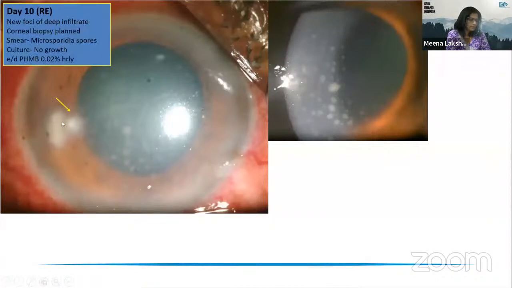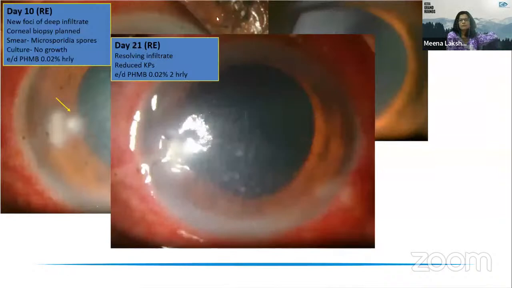This is the day 10 picture, where there was a new focus of infiltrate, and at this point of time we planned the patient for a corneal biopsy. The smear revealed microsporidial spores and the patient was started on PHMB hourly. You can see how conspicuous and large these KPs are. This is a day 21 picture where, surprisingly, the AC inflammation has reduced.